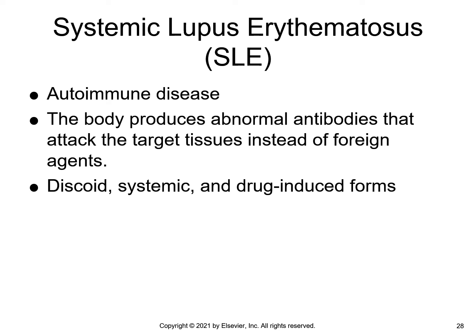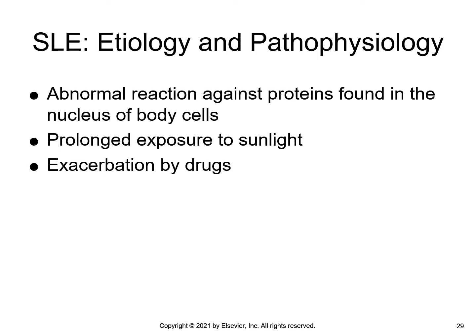Lupus has a discoid form, which is where the skin is affected but the internal organs are not. A systemic form, which involves internal organs, and this is the most common type, and a drug-induced form, which tends to be milder and less damaging to the body. Although lupus is incurable, the symptoms can be treated. Inflammation of the muscles, blood vessel abnormalities, and immune complex deposition in tissues occur throughout the body.